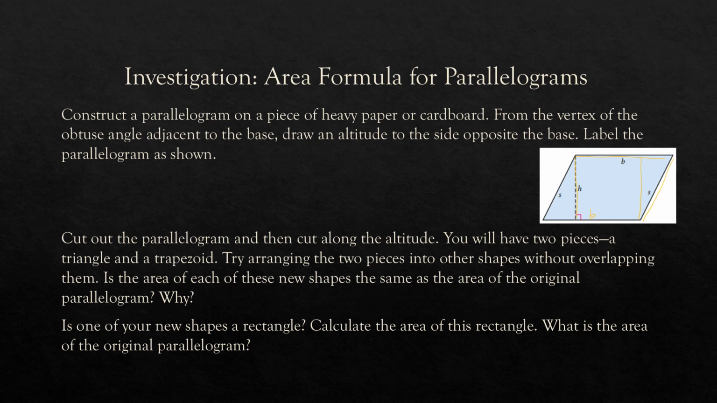So as you do this, you should be cutting off one side. And I think that you'll find that if you take that triangle and move it over here, so we have the new triangle over here, and we have the original. This was 90 degrees. You'll find that you have a rectangle right here. And it's the same area as the original parallelogram.